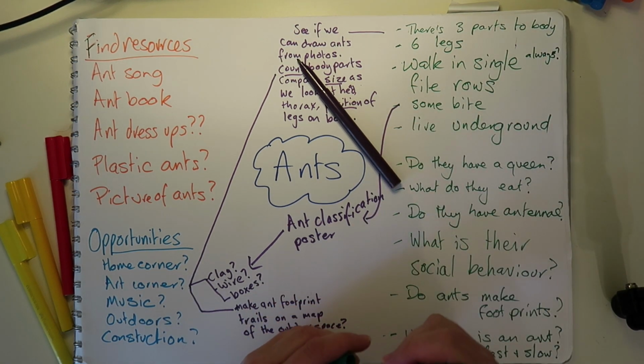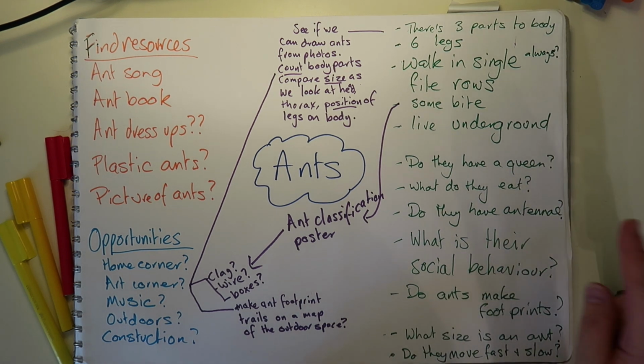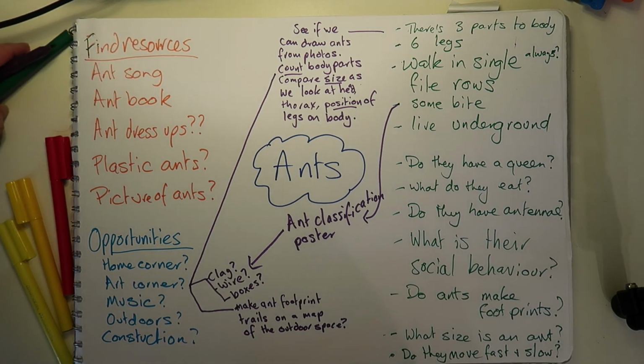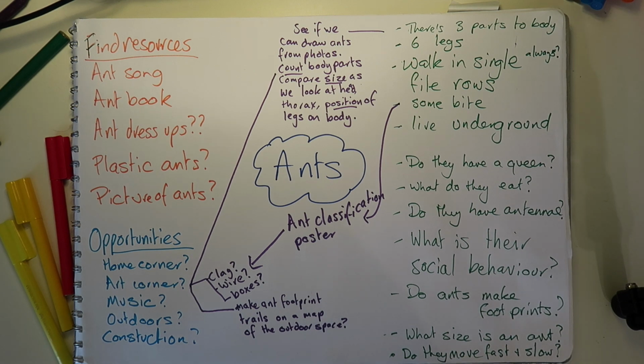Some of them bite, they live underground, but now I've got lots of questions. Do they have a queen? What do they eat? Do they have antenna? What is their social behavior? Do they make footprints? What size is an ant? Do they move fast and slow, or is it just one speed? So I've got to go and do some research myself so that I understand the topic.